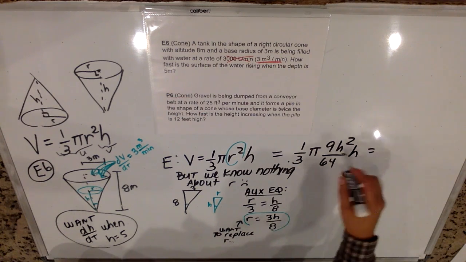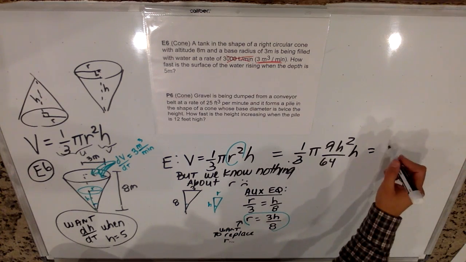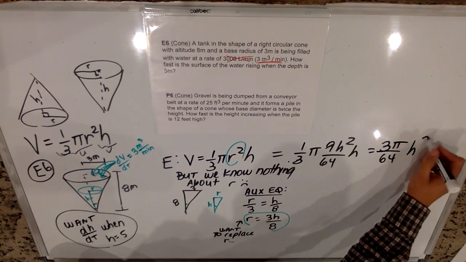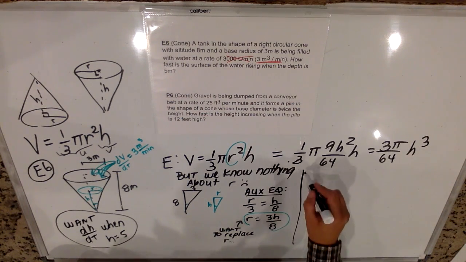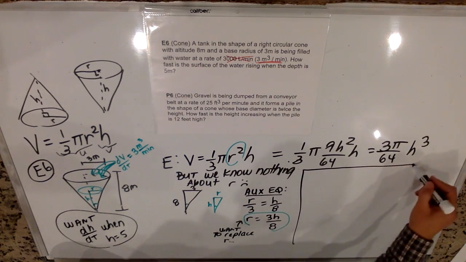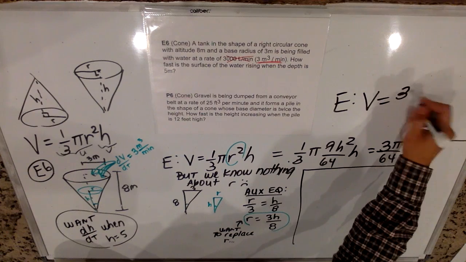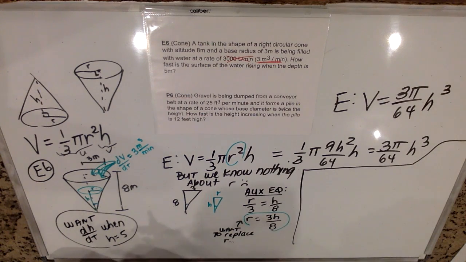If I clean this up, I think I can cancel one of these 3's, and I get 3 pi over 64 in front of an H cubed. So now I have a super nice equation. Now the equation that I'm dealing with, my new equation, is volume equals 3 pi over 64 H cubed. And that's a lot nicer because there's no need for a product rule.